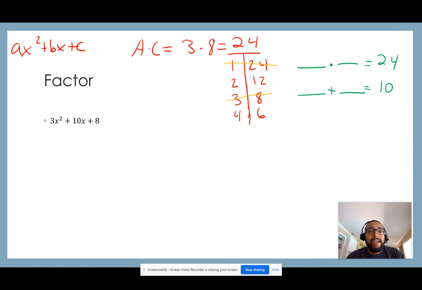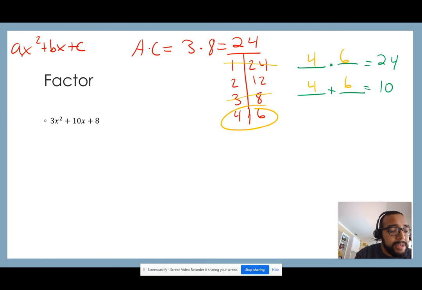If I was to say a positive 12 and a negative 2, while yes, those add up to be 10, if I was to multiply 12 times negative 2, that would be negative 24, not positive 24. But fret not, we have our pair 4 and 6, some of the best numbers to exist. That is not true. I just made that up.